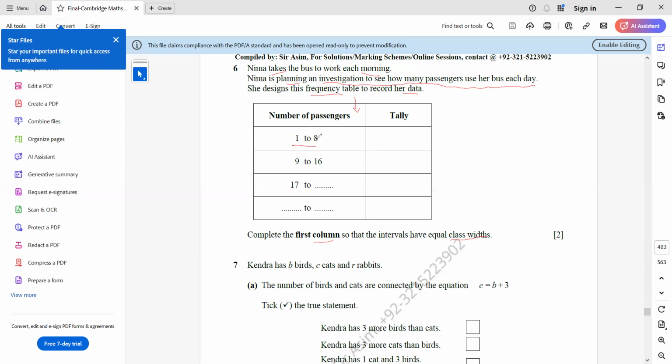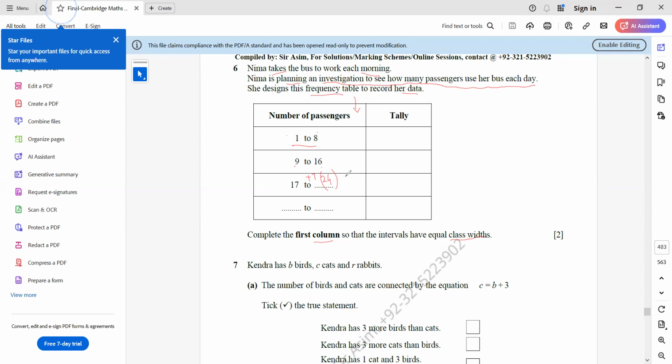1 to 8, that means starting from value 1 till 8, and then 9 till 16. That means we need to have the same width. 8 minus 1, the width is 7. 16 minus 9, the width is 7. So 17 plus 7, that means 24. So this is how its upper bound should be.